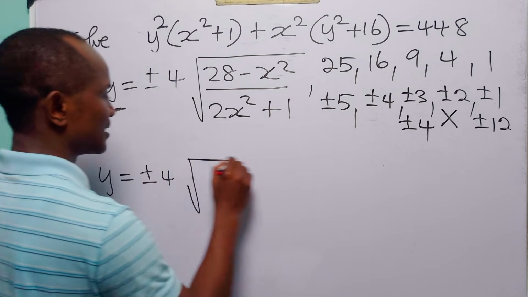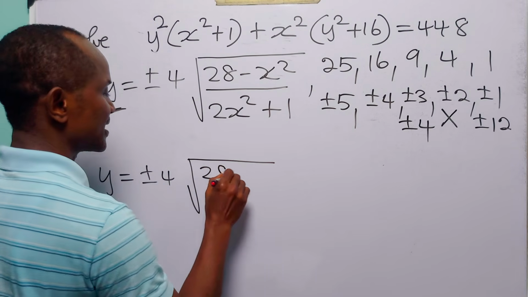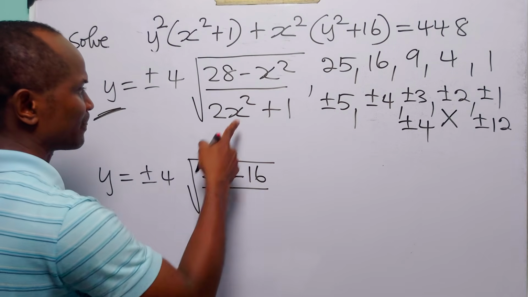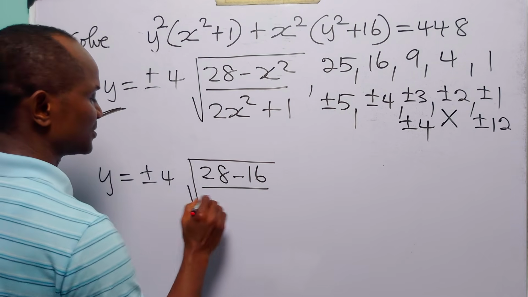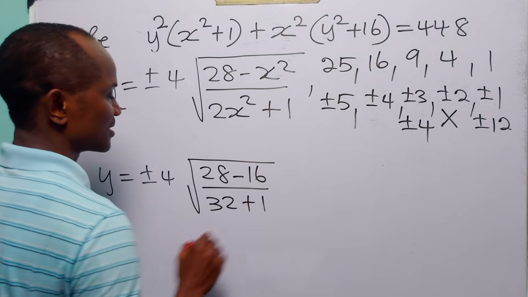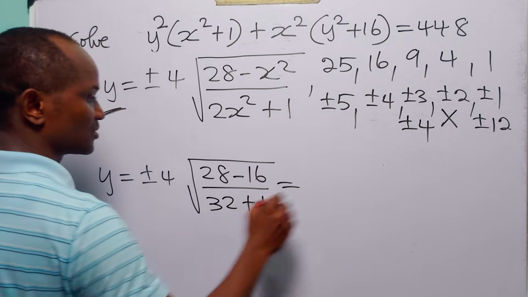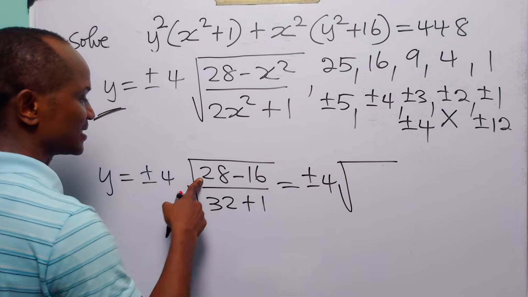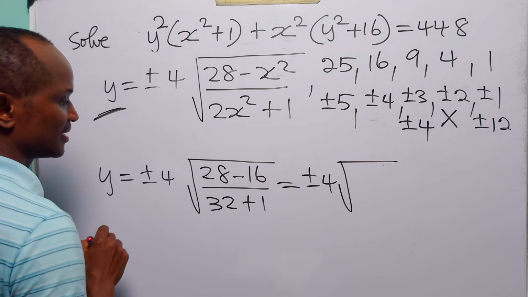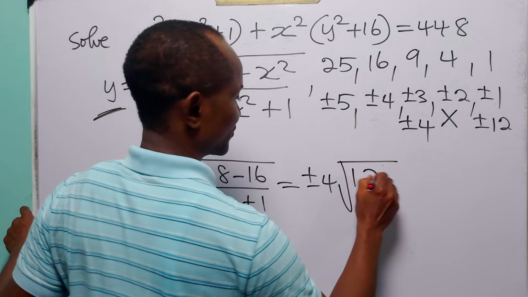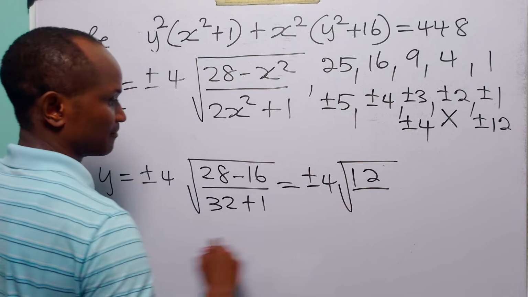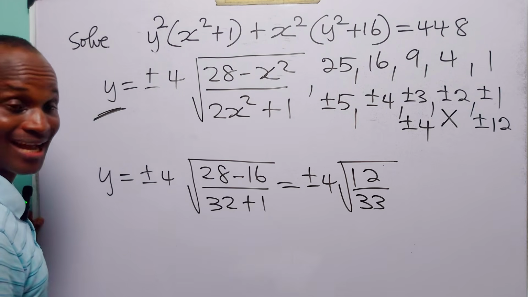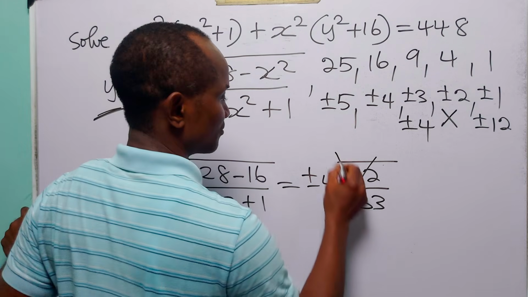When x is equal to plus or minus 4, then y is equal to plus or minus 4 times the square root of 28 minus 16, divided by 16 times 2 is 32 plus 1. This is equal to plus or minus 4 times the square root of 28 minus 16 is 12, over 32 plus 1 is 33. Of course, this is neither an integer nor a perfect square.